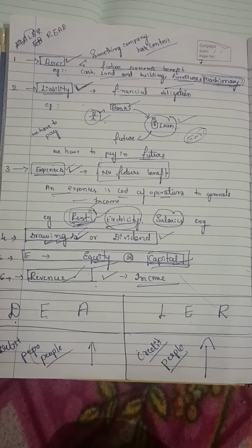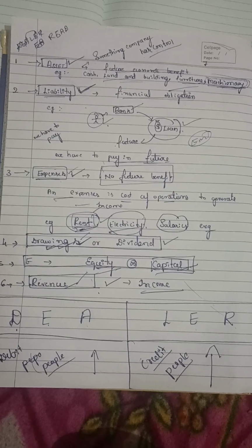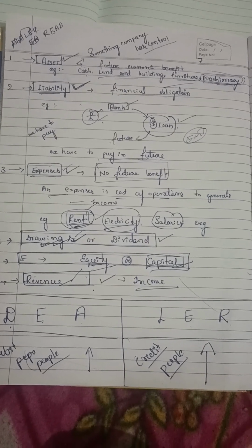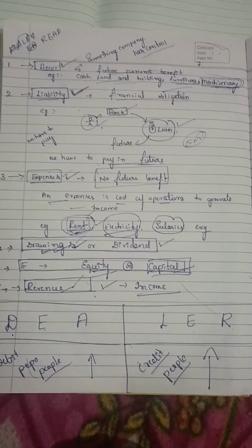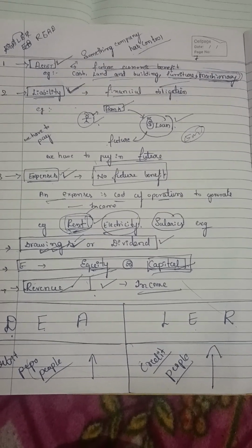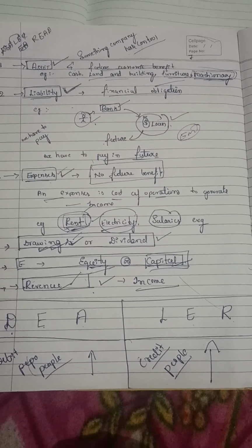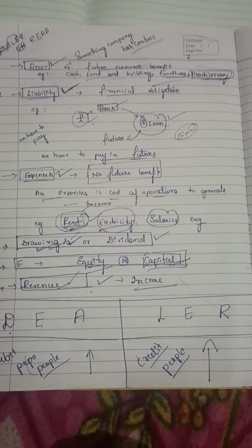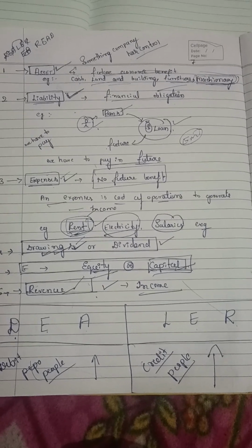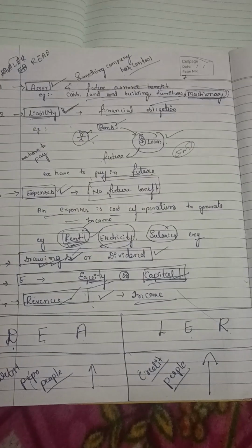Hello everyone. Today we are going to discuss journal entries, how to pass the journal entries, and what rule we have to follow. Before that, we should know about six golden words. First one is asset, second is liability, third is expenses, fourth is drawings, fifth is equity, and sixth is revenue. So first one is asset.